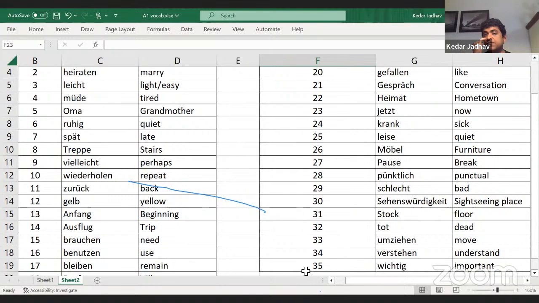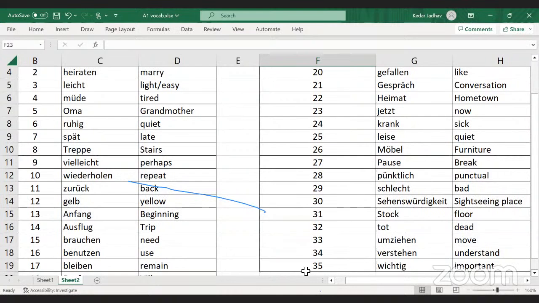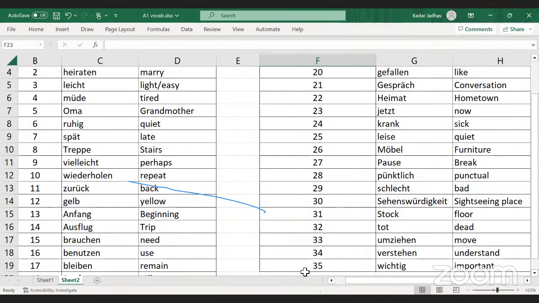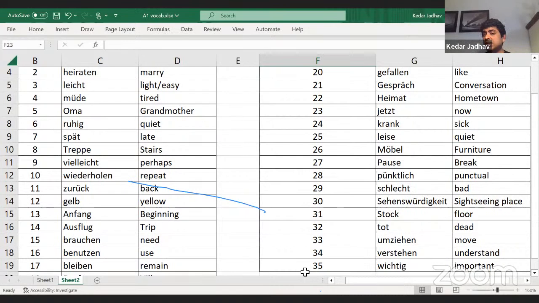Understood? Yes. Ausflug is more of a small trip. Going on a trip, Ausflug. Brauchen. Very important verb. Brauchen is needing something. Need. To need something. Okay? Benutzen. Benutzen, again very important. To use, to make use of something. Bleiben. Bleiben means to stay. Bleiben is kind of stay. That's why gesund bleiben means stay healthy.